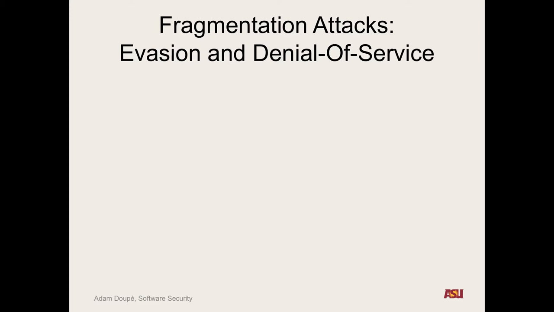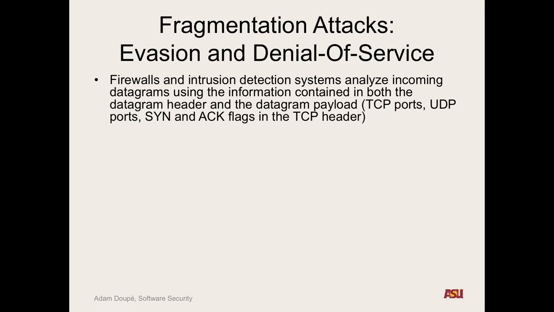The important thing is firewalls and intrusion detection systems are looking at the traffic. So they have to analyze the headers, they have to analyze the TCP, what ports it's using, if it's TCP, UDP, or ICMP, does it have any SYN or ACK flags. These are all higher level things that it's looking at. It looks at source and destination IPs.